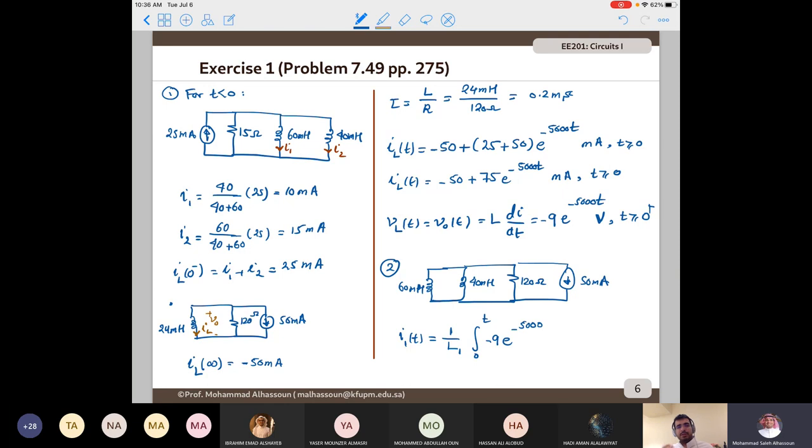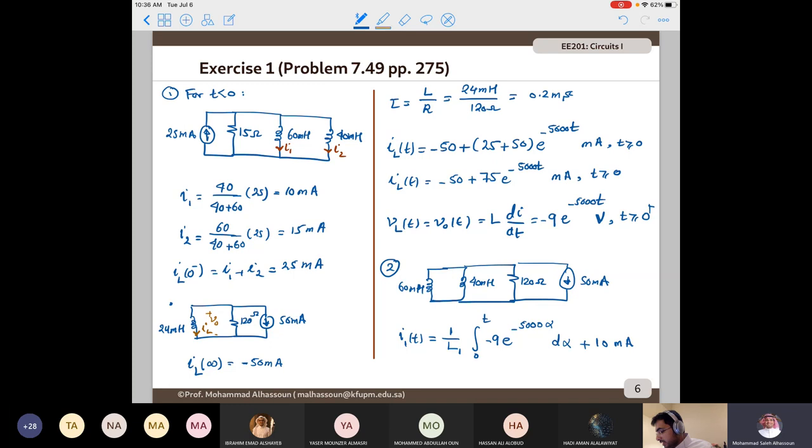So here you'll have a combination of inductors and also a combination of inductors and resistor. So it's not straightforward to apply the current divider. That's why this approach is much simpler.